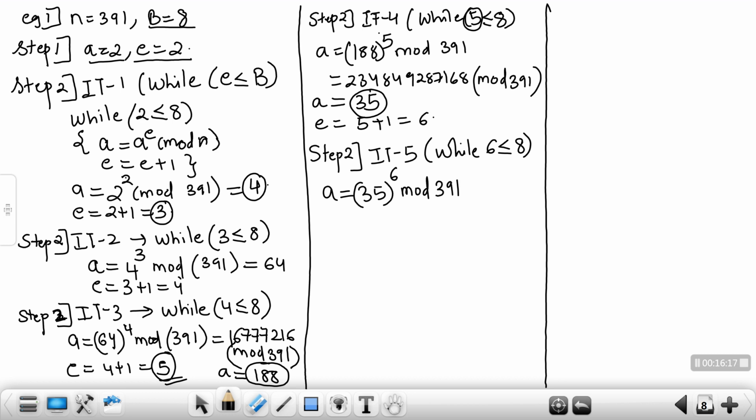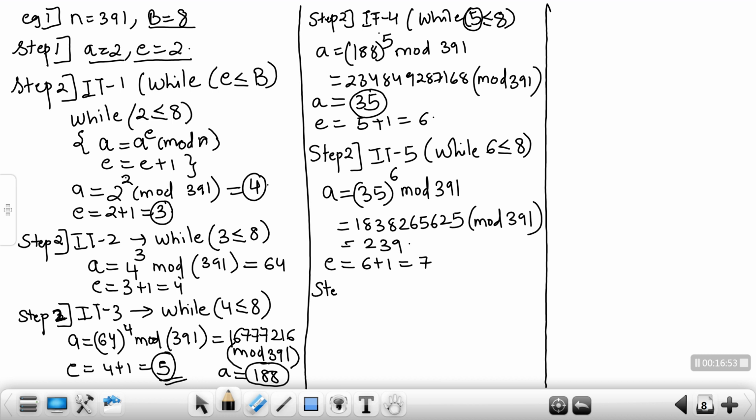It is a little simple to solve. 35 raised to 6, I got on the calculator as 1838265625. Please solve and check whether you are getting the correct answer. Mod of 391, when I divide this using 391, I get the answer as 239. So my new value of A is 239 and E is E plus 1, that is 6 plus 1, which will be equal to 7. New value of E will be equal to 7.